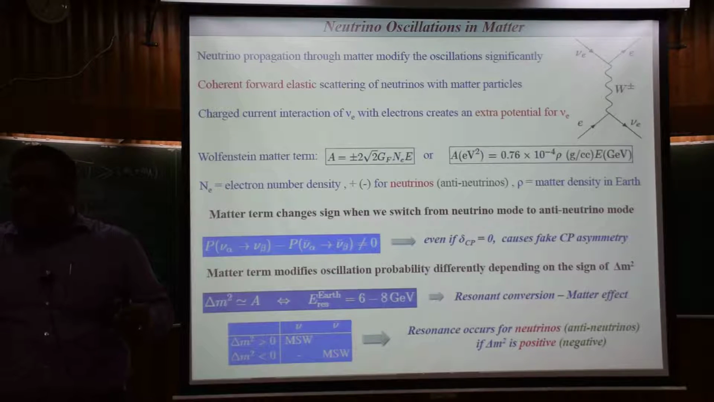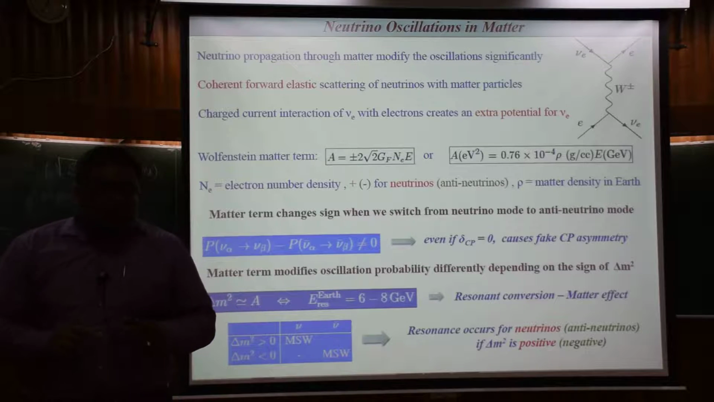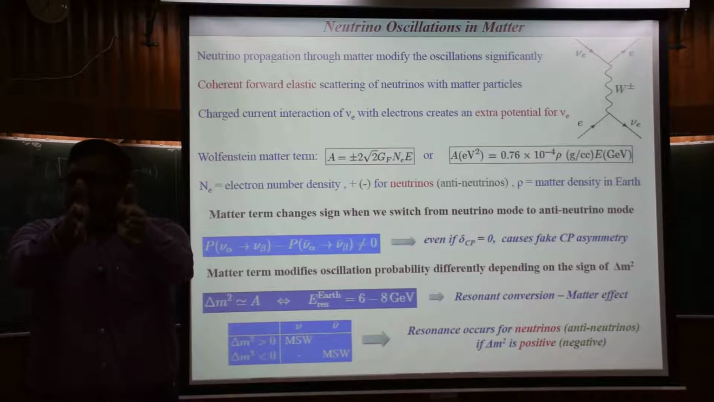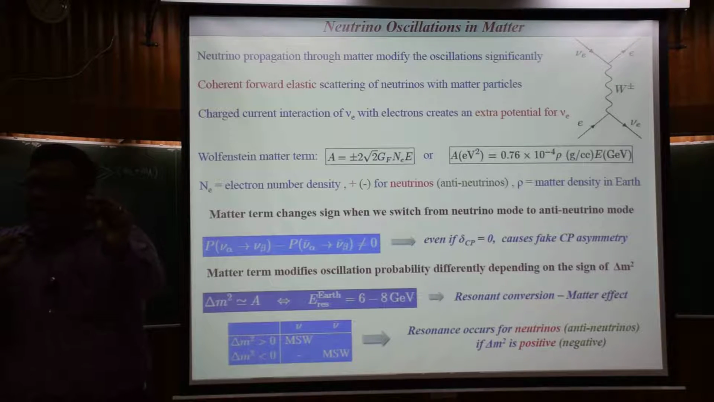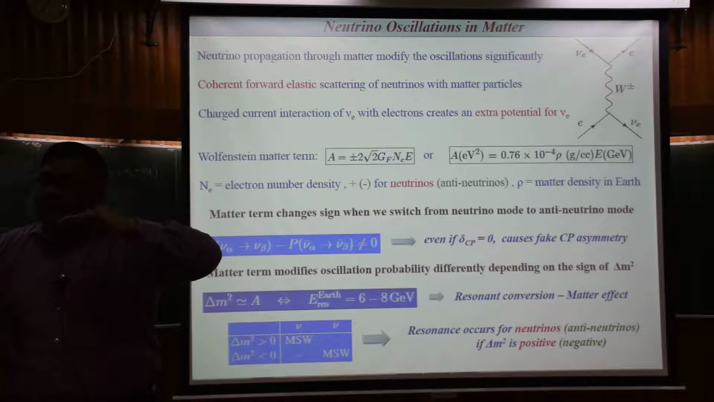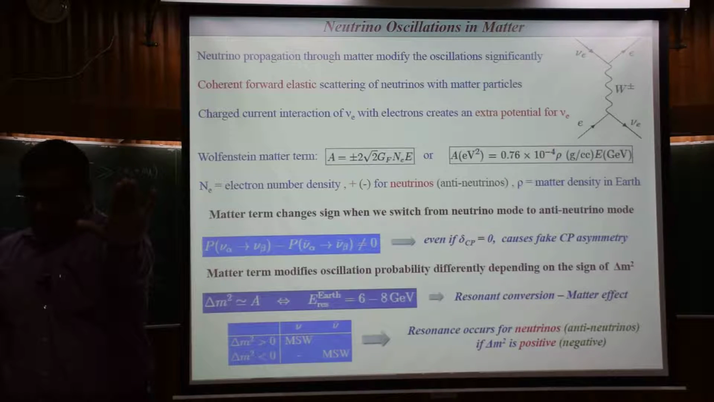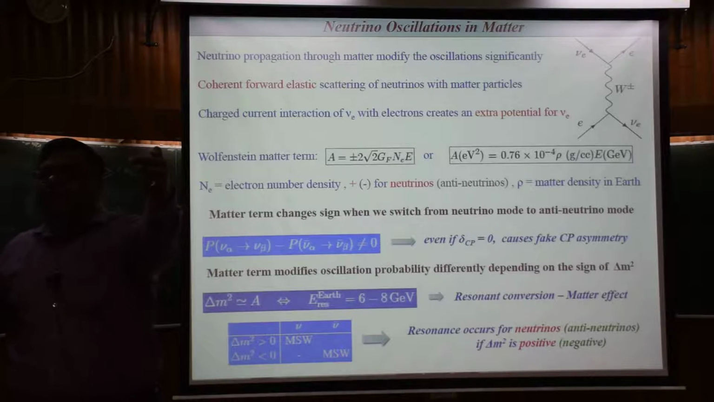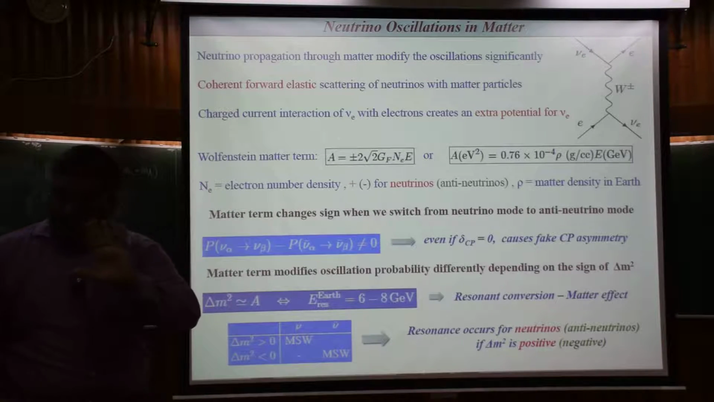If you know the sign, which is not known, and if you are looking for, say, nu E to nu mu probability, and if you have neutrino, and if the hierarchy is normal, like M3 is higher than M1, that probability will dominate. But if it is inverted, then nu E bar going to nu mu bar will dominate. And immediately you will see how.